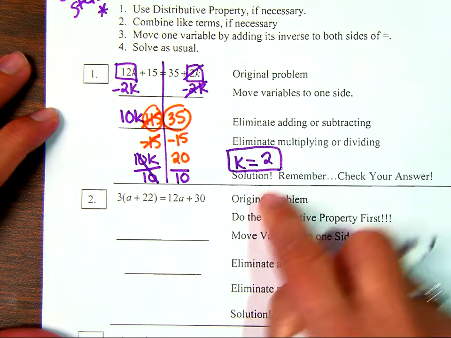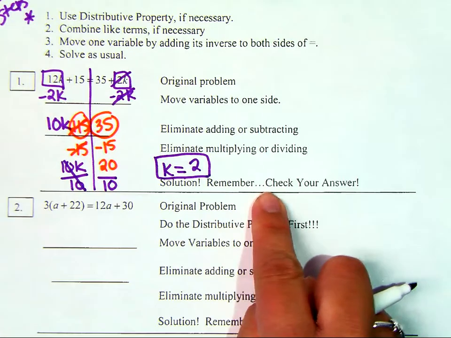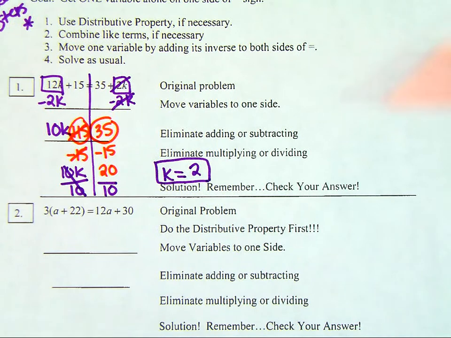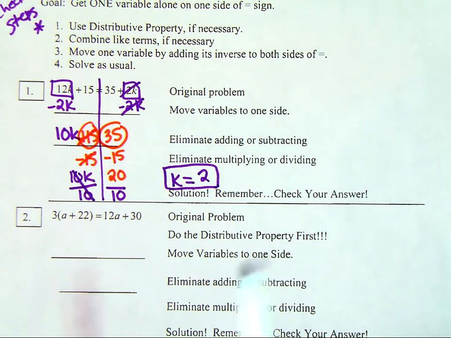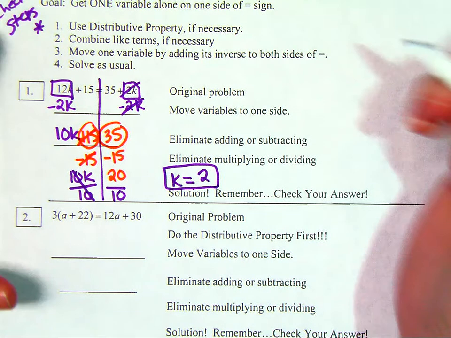So here's my solution, but remember, we can check our answer. I'm going to check that over here with the blue marker. The good thing about these, just like what we've been talking about with our two-step equations, is you can always check your work.